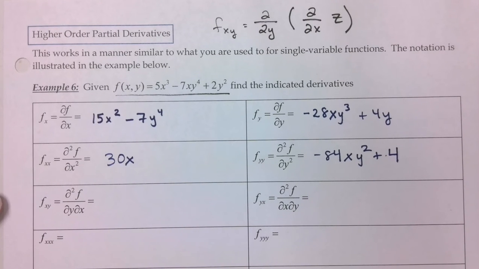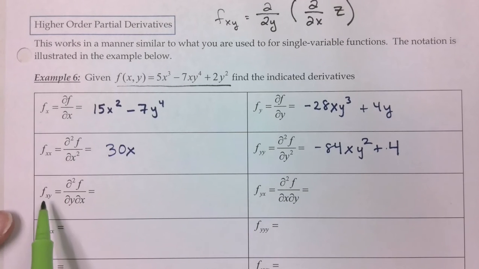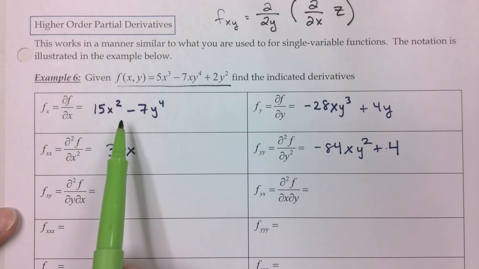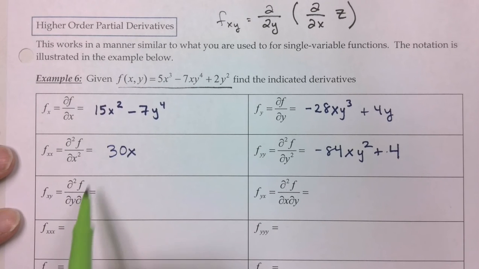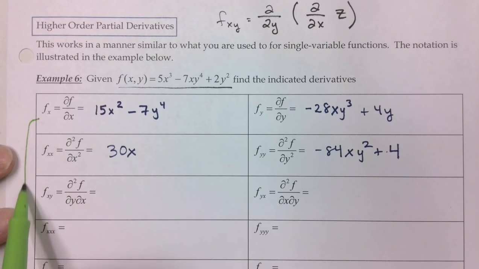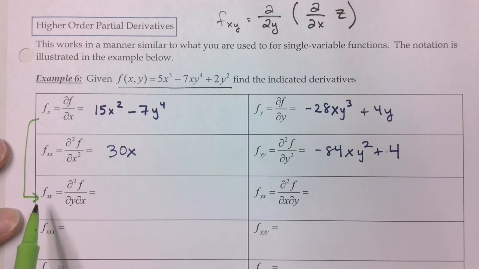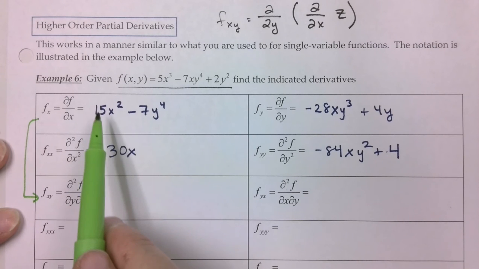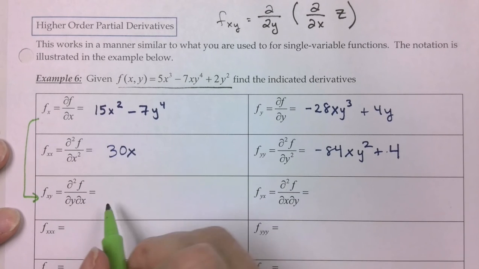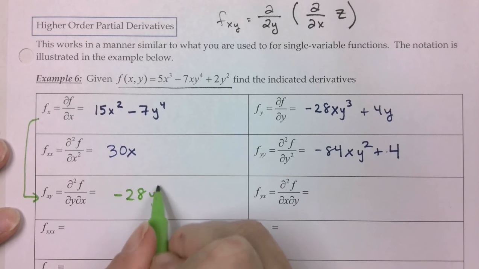All right. Now let's take the derivative with respect to xy. So we take the derivative with respect to y of the derivative we've already taken with respect to x. So we want to take the derivative with respect to x, which is right here, and we want to use it to take the derivative with respect to y. So the derivative of this bit with respect to y is 0. And the derivative of this bit with respect to y is negative 28y cubed.